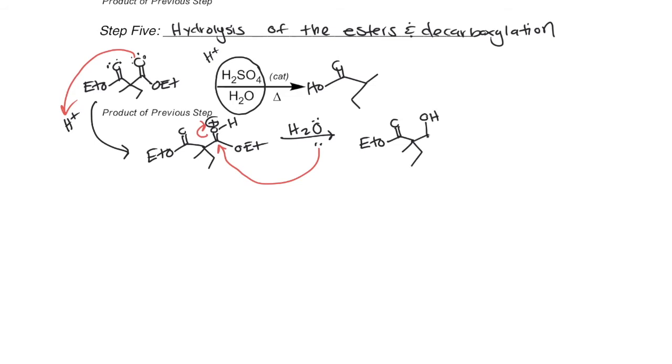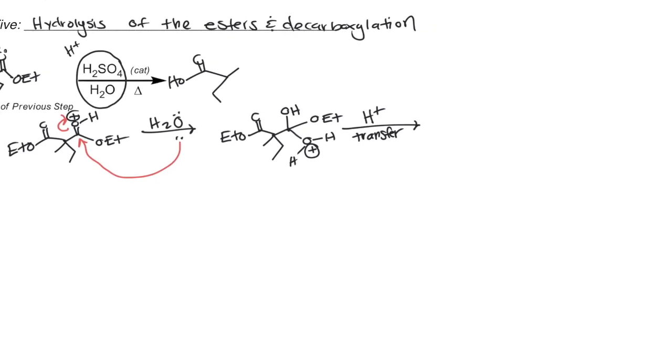Open to the alcohol. OEt is still there. Water and everything attached to it is now bound, so it's positively charged. We want to keep the water and the OH from the water, and we want to get rid of the OEt as ethanol. So we're going to do a proton transfer, ditch one of these protons so that it can go on there, and that way this is neutralized. H+ transfer. Okay, so keep that OH. Now ethanol has been formed and it is ready to leave.